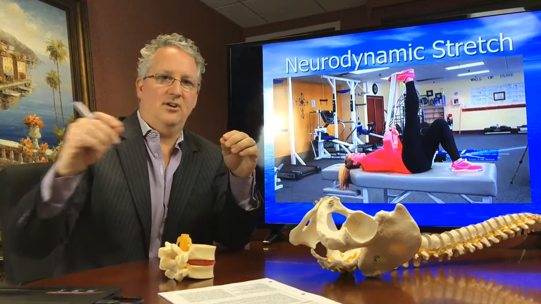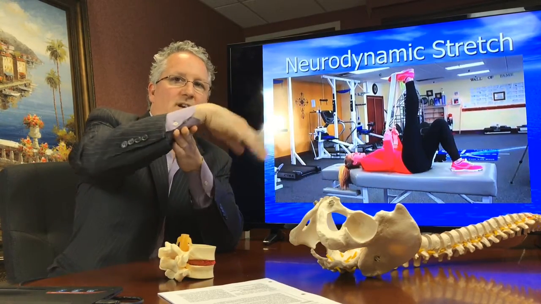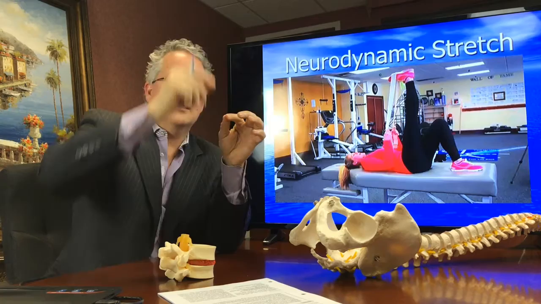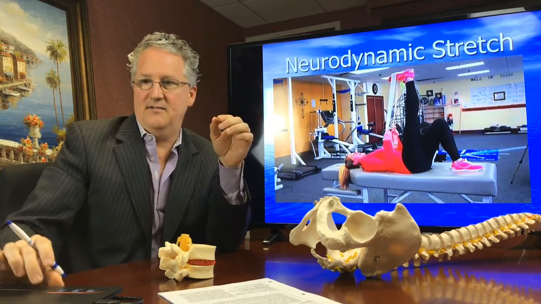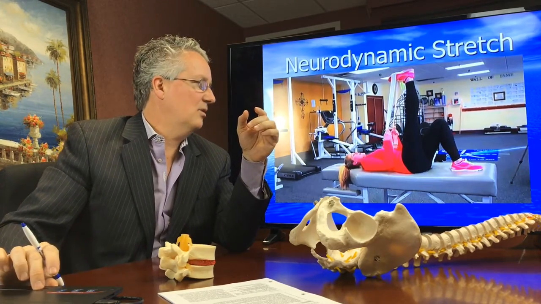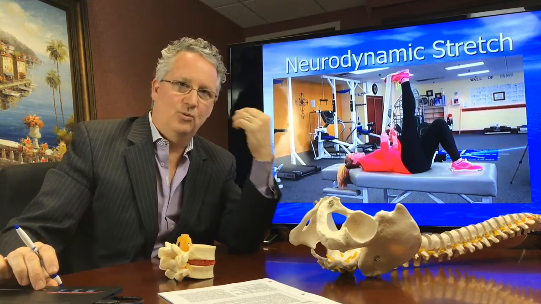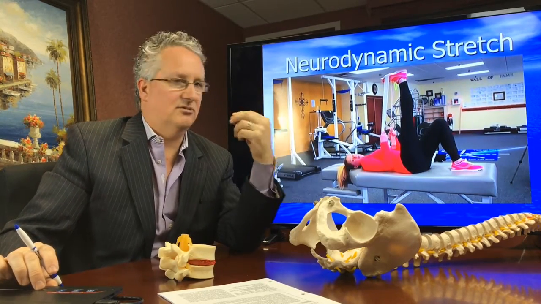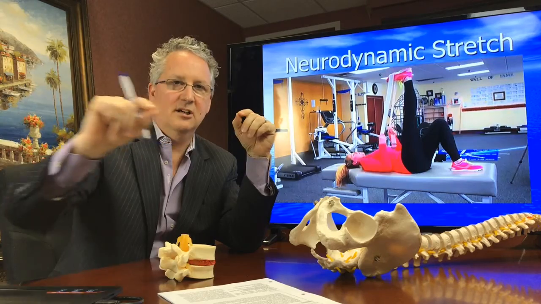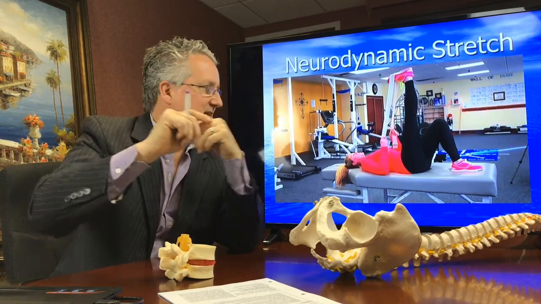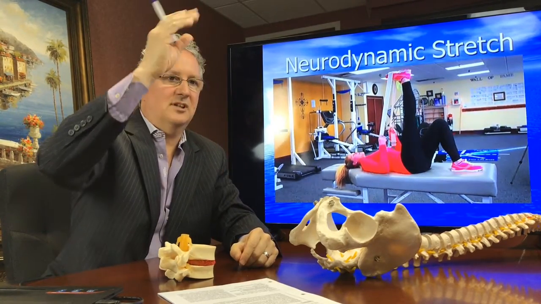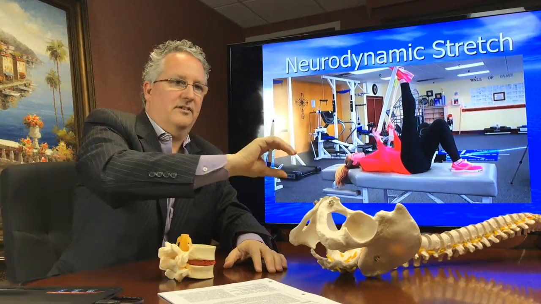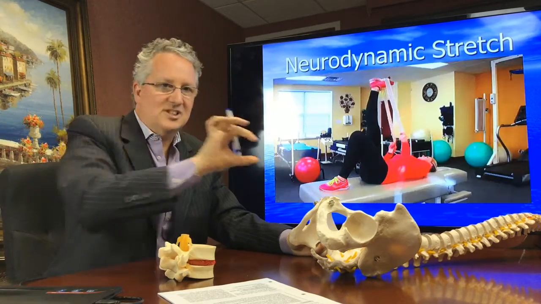She's stretching the nerve, and then she's going to raise her foot up and down, and what that does is allow for a sliding of the nerve. This is phase one of the neurodynamic stretch. Again, we're trying to get the nerve, it's like flossing your teeth. We're trying to restore motion of the nerve. We're not really elongating it, we're just getting it to move.